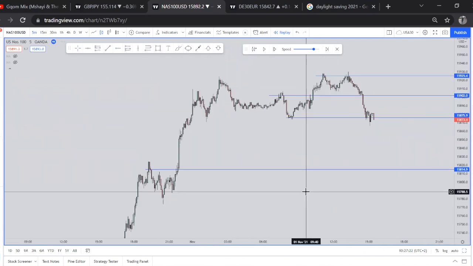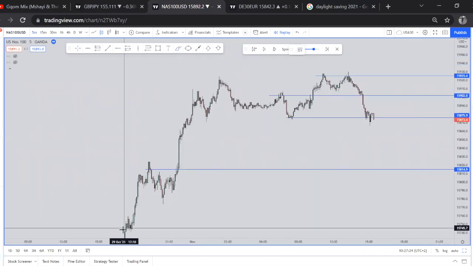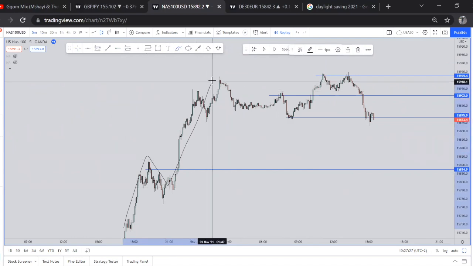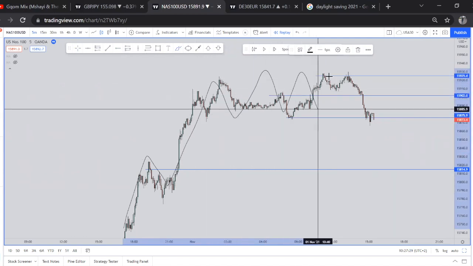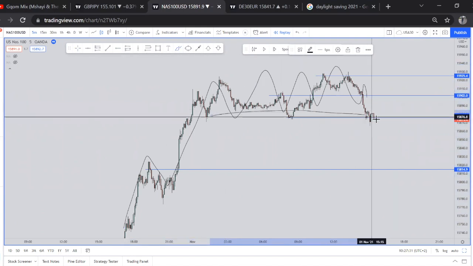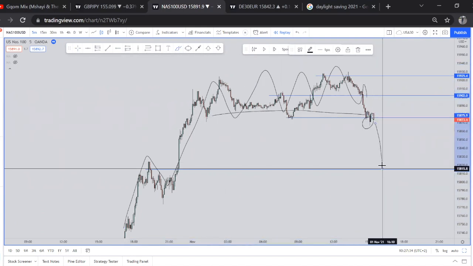On my 5-minute time frame, guys, first things first, you can see the price is pushing to the upside, making a retracement, pushing to the upside. Then it started entering this range, and now we are breaking below this range. So we might see price pushing to the upside.